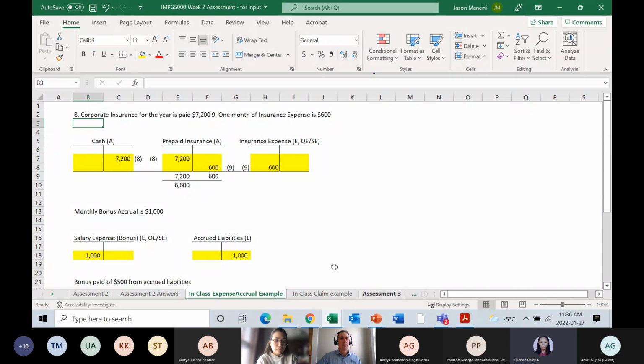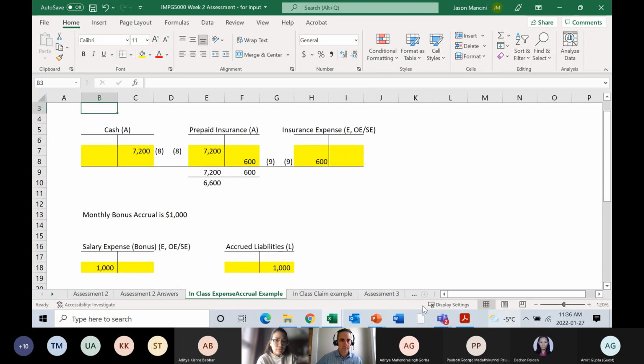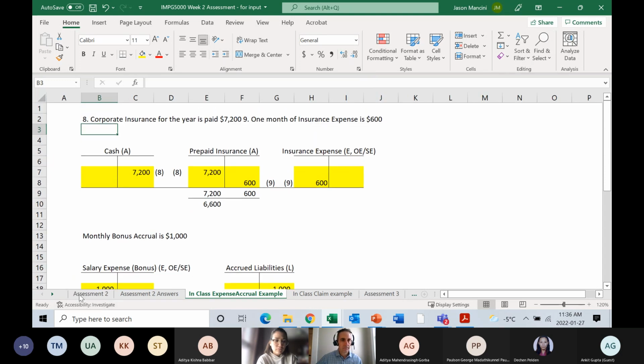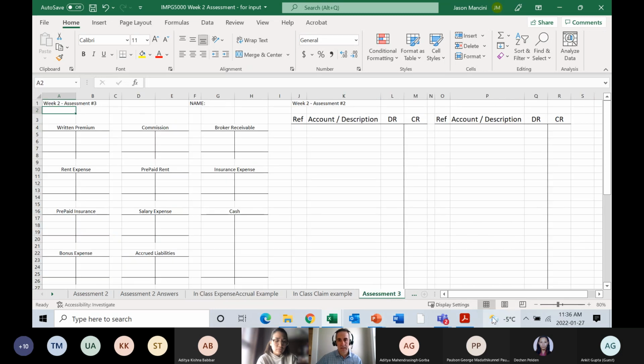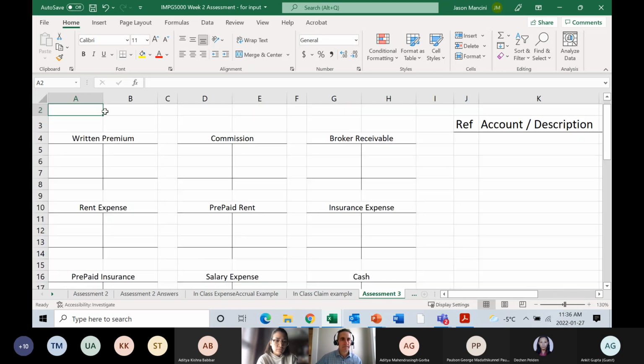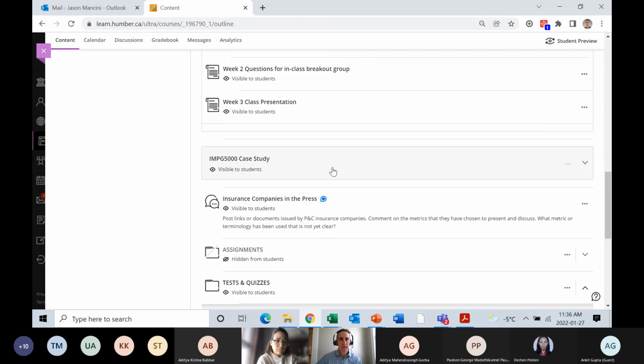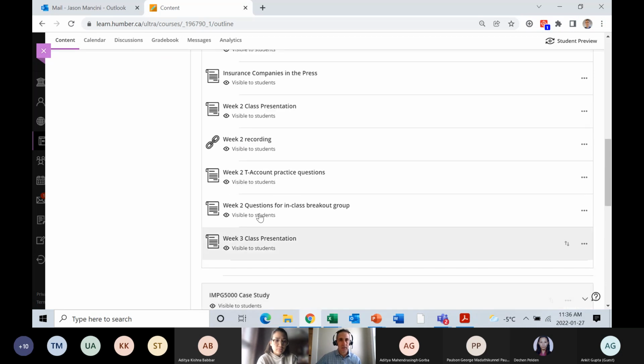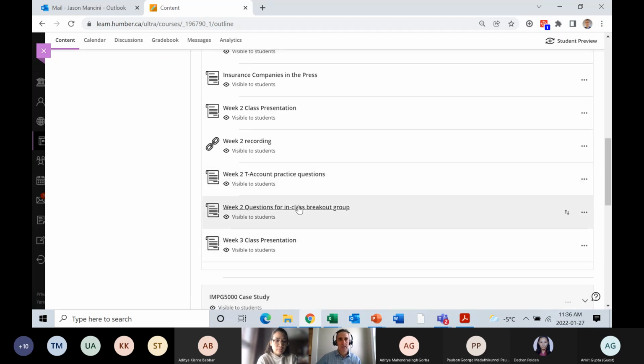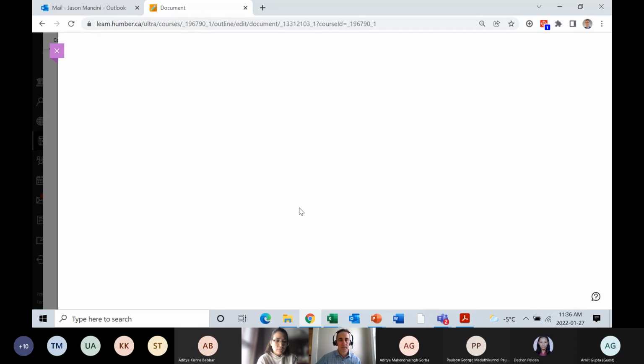Right. Okay. All right. So let's see what we'll use as the example here. Let's go through the second set of questions. And again, I'll just pull these up so everyone knows where they are coming from. Week two questions for the breakout group in this item on Blackboard.